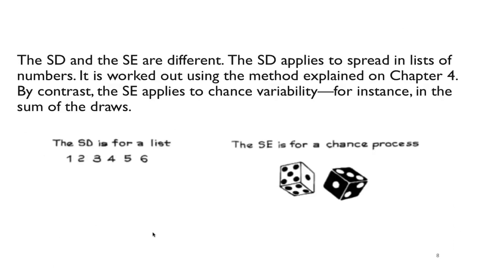So the SE and the SD are different. The SD is a measure of the spread between numbers in the list, whereas the SE is for this chance process of trying to figure out the error that comes up when we randomly pick numbers.